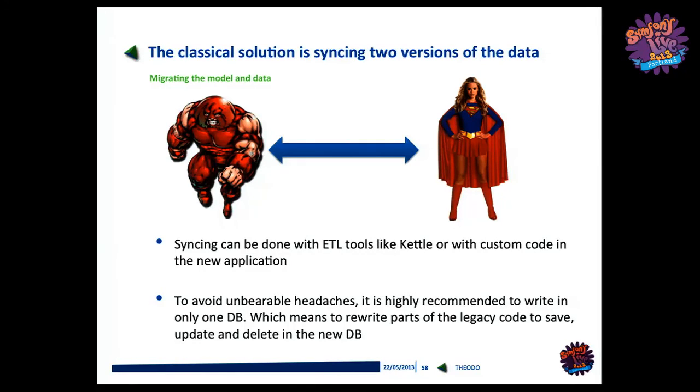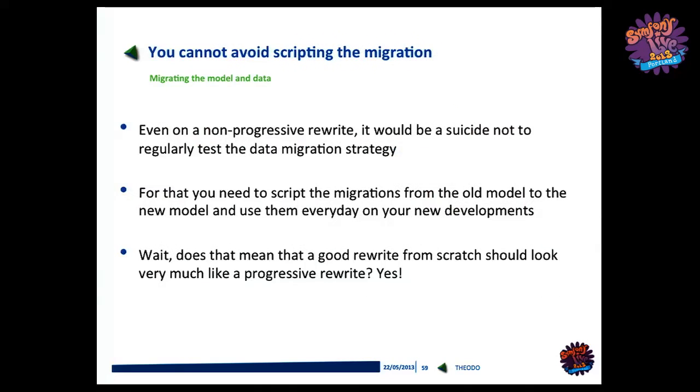I'm going to show you the architecture later. But now the interesting thing is, when I'm trying to fight for progressive rewrites, people tell me, no, in my case it's impossible. You're right, it looks good, but in my case it's not possible, because my model is horrible. And it will be way too much work to try to do a complicated migration system like you're suggesting we should do.